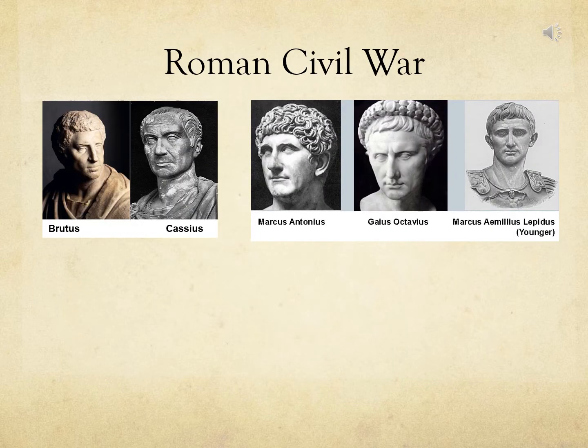The first part of the Civil War was fought between Brutus and Cassius on one side, and Mark Antony, Octavian, and Marcus Lepidus on the other. Brutus and Cassius were the leaders of the plot to assassinate Julius Caesar and were fighting to save the republic. Mark Antony, Octavian, and Marcus Lepidus were supporters of Caesar and were fighting to continue Caesar's legacy. They wanted more power for themselves. Brutus and Cassius eventually lost the war and committed suicide.